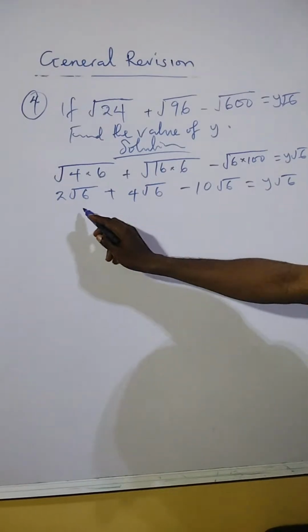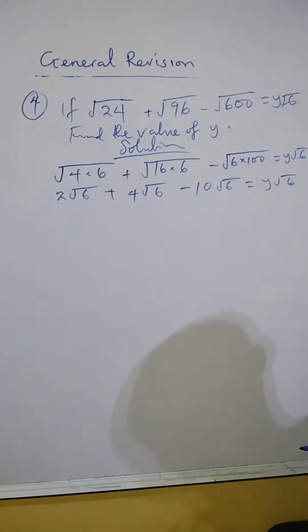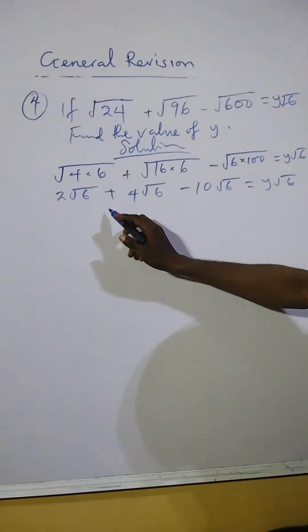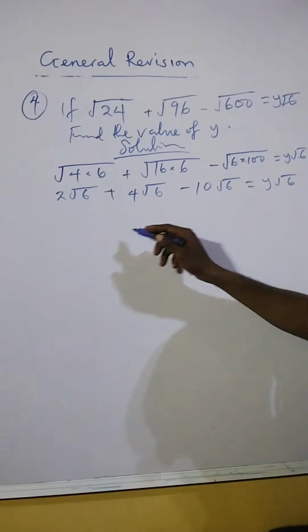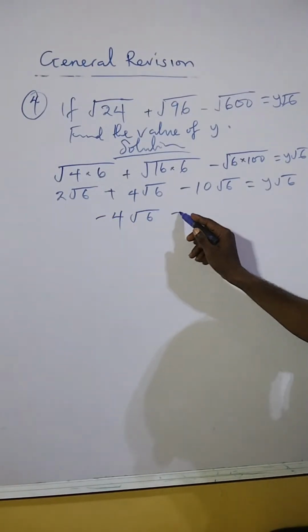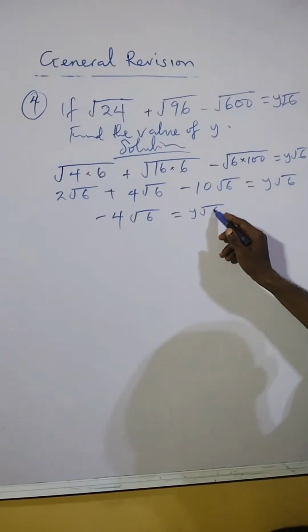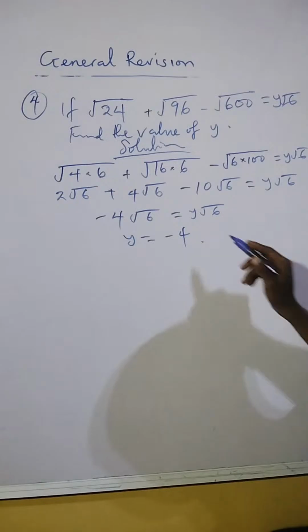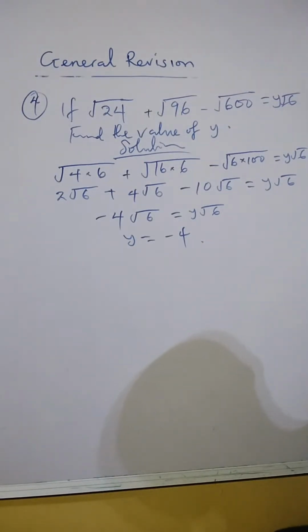So here we have root 6, which means we have similar surds, so we can add and subtract. That's 2 plus 4, 6, minus 10 becomes minus 4. Minus 4 root 6 equals y root 6, and therefore y is equals to minus 4. So that is that. Now, let's look at this as well.